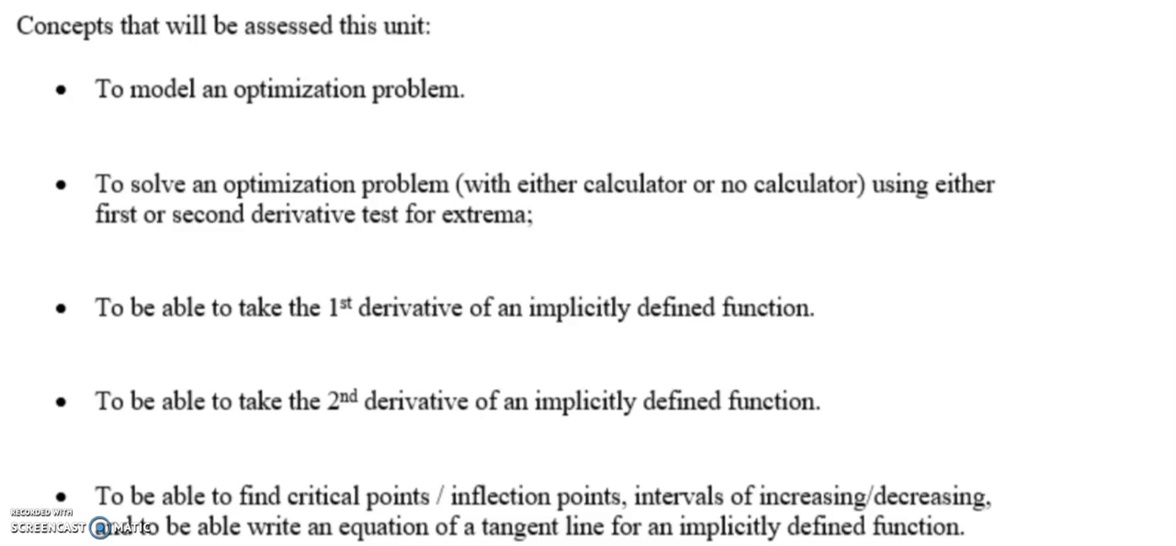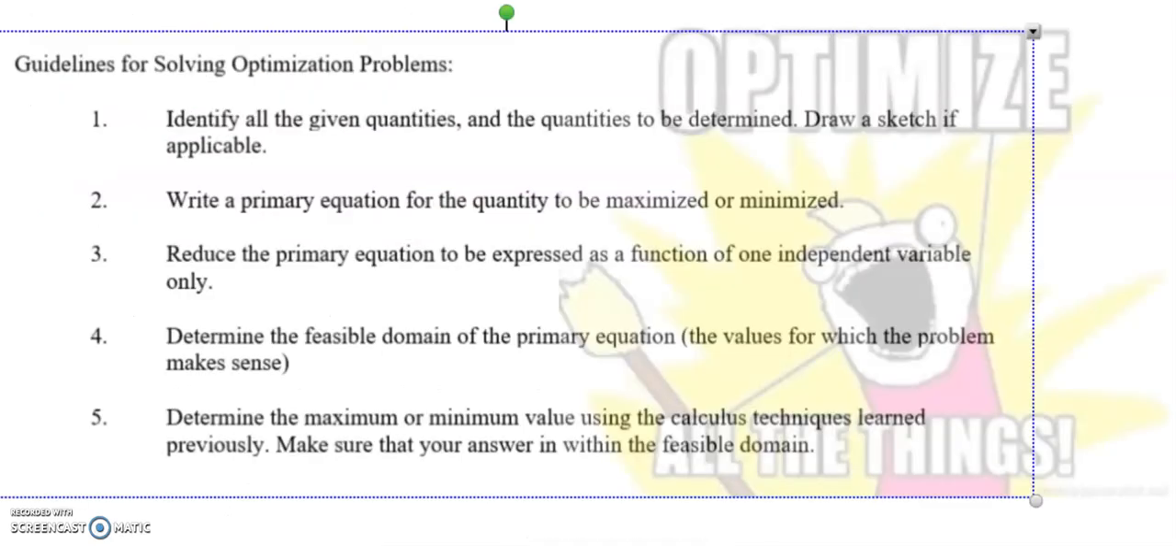All right, we are on to applying what we learned with the first derivative and the second derivative to model an optimization problem. So optimization is just finding the maximum or minimum, but in a real-world context. Okay, so we're talking story problems. That's what we're going to be modeling with some mathematics. And to solve an optimization problem, either with the calculator or not calculator, using either the first or second derivative test for extrema.